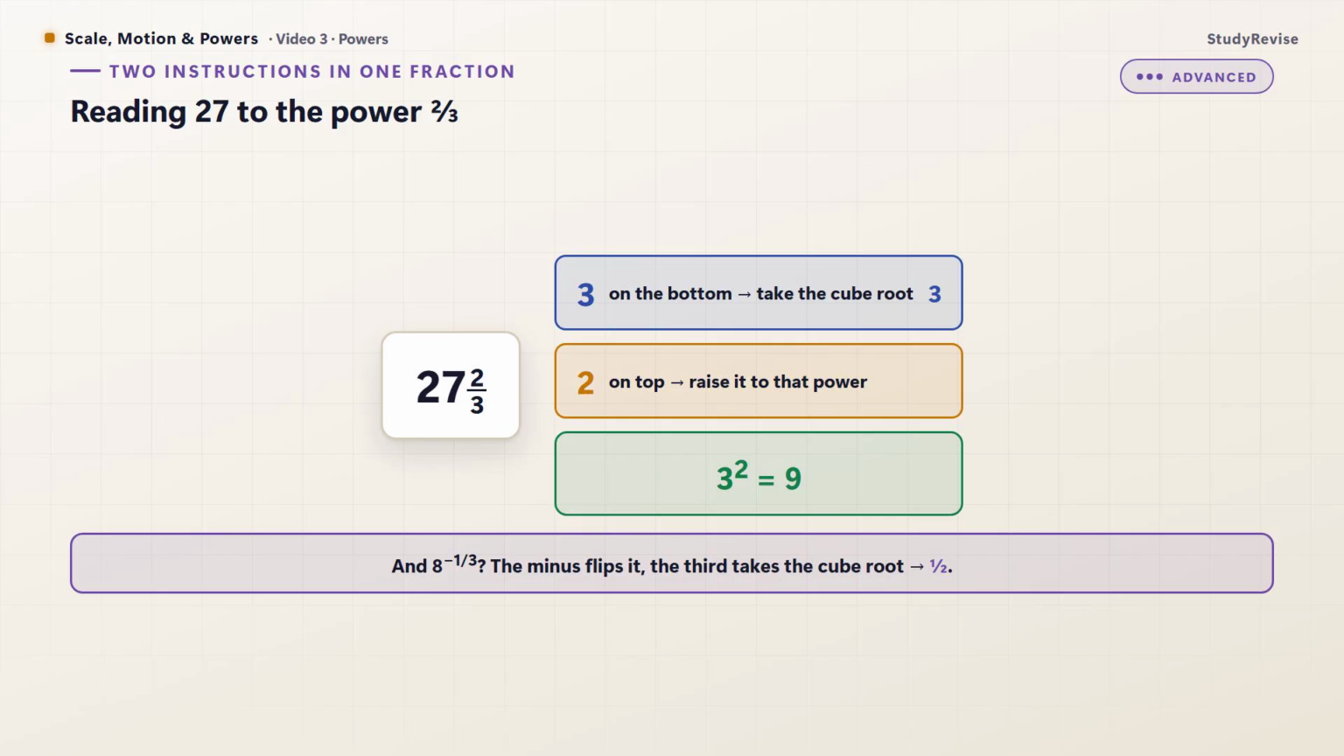3 squared is 9. And 8 to the power minus 1/3. The minus flips it. The third takes the cube root. Cube root of 8 is 2. Flipped is a half. Every one of those was the same 3 laws.